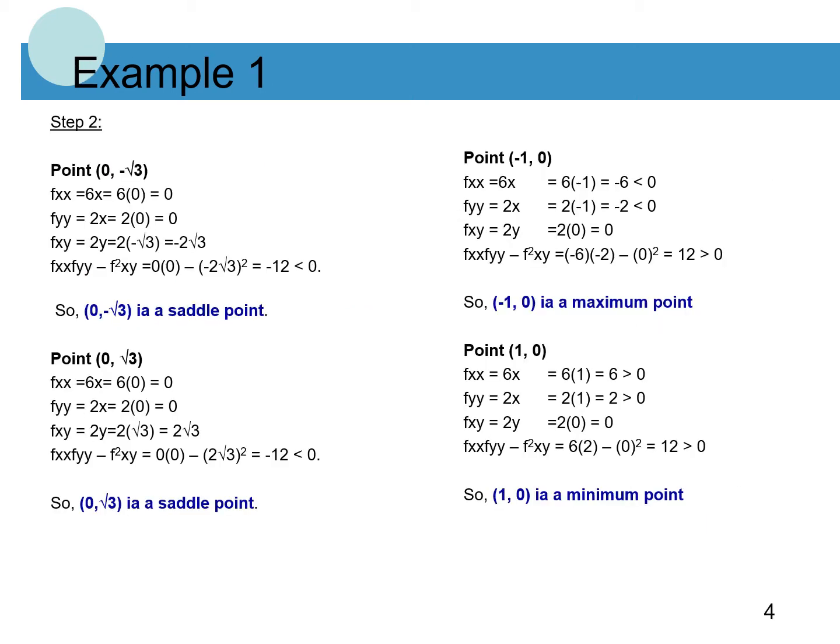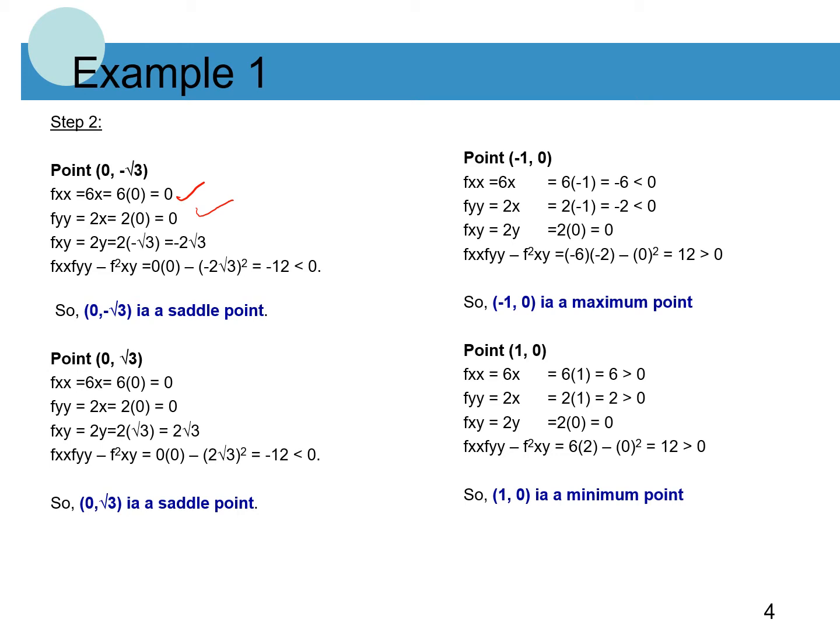In step 2, at the point (0, -3), based on the calculation in case 1, we have to check it by using the formula of the derivative of fxx. We substitute x by 0, therefore 6 times 0 is equal to 0. Then fyy is equal to 2x, therefore we substitute x equal to 0, so it's equal to 0.